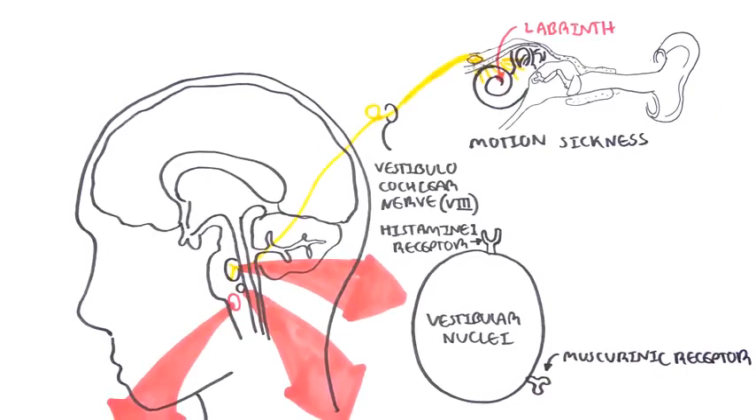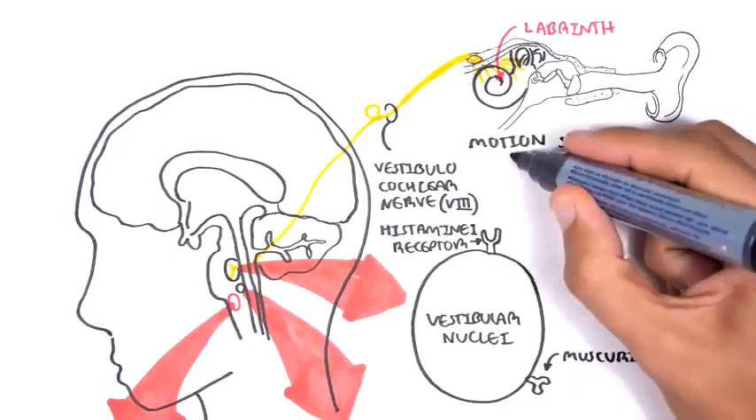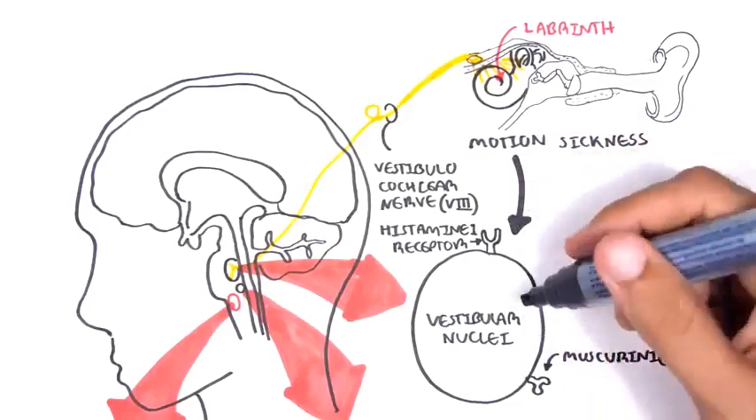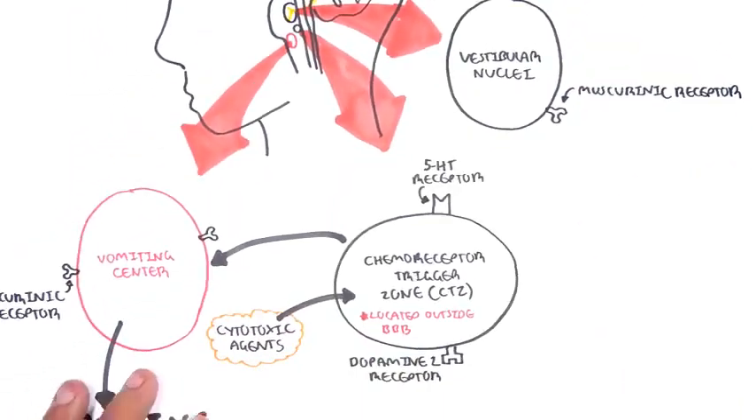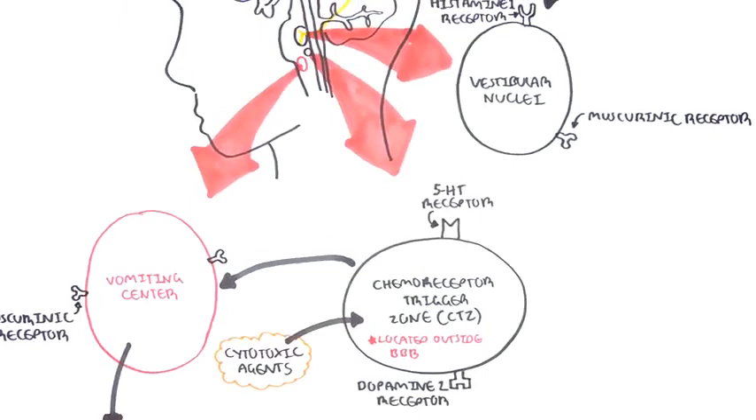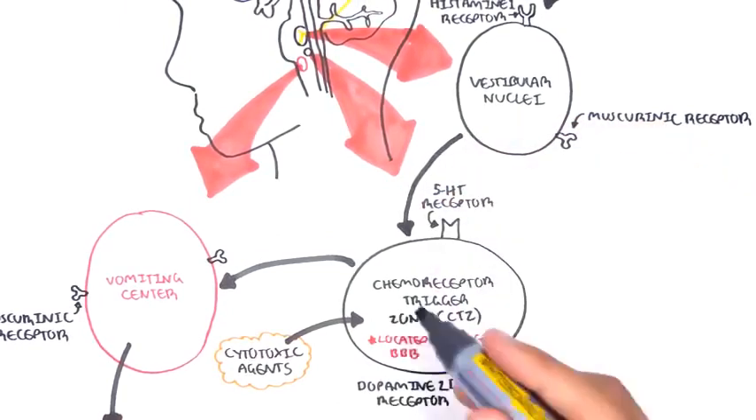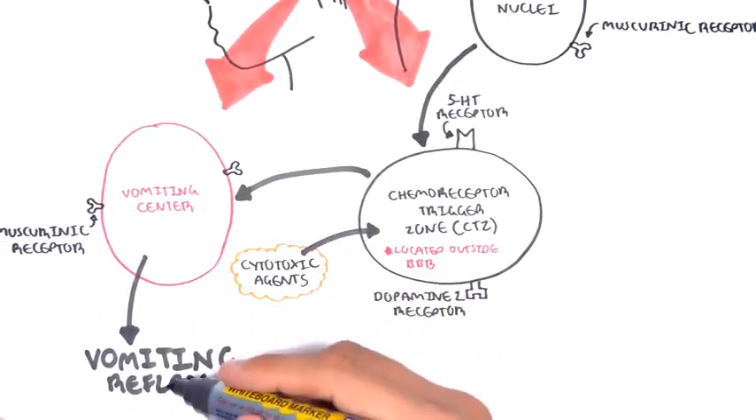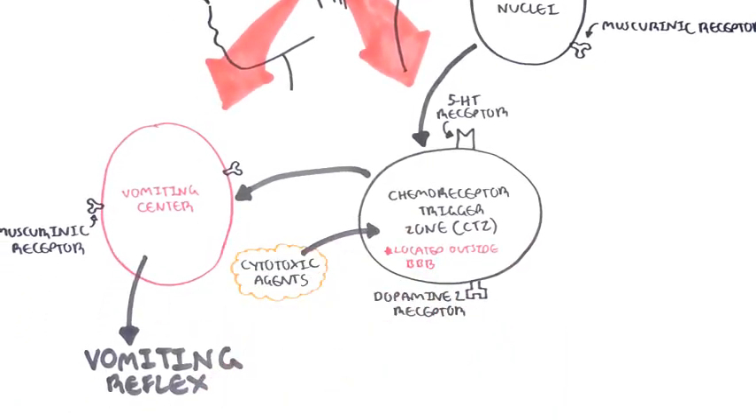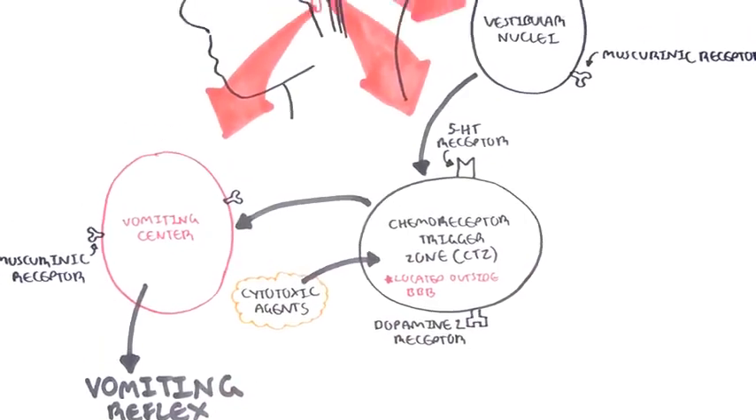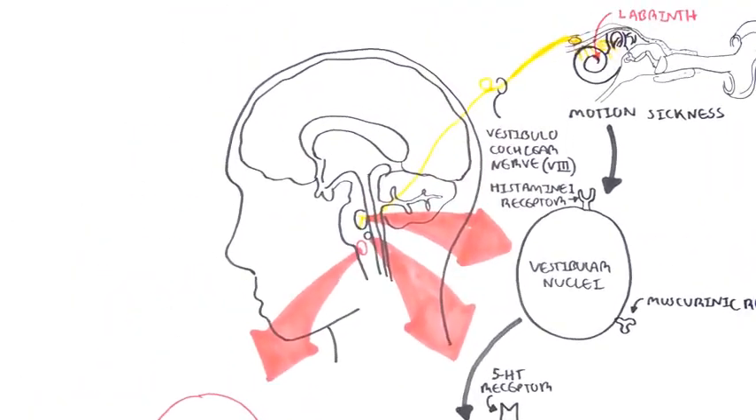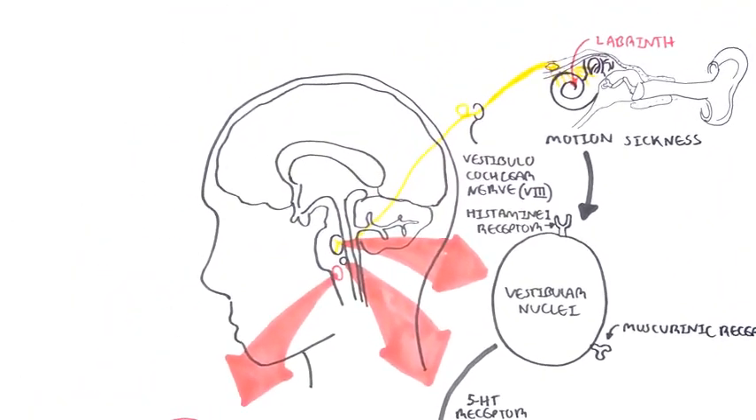So when the vestibular nuclei is stimulated during, let's just say, motion sickness, or during also morning sickness, these signals will then be passed on to the chemoreceptor trigger zone. And from here, the chemoreceptor trigger zone will then send signals to the vomiting center in the medulla oblongata to trigger the vomiting reflex.